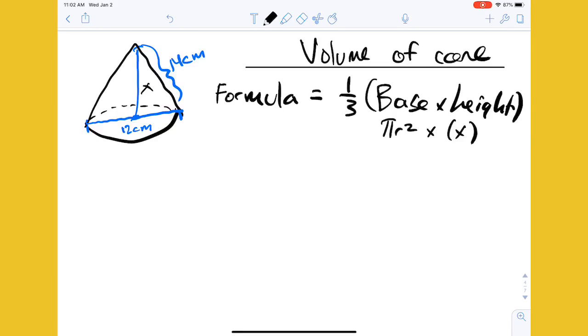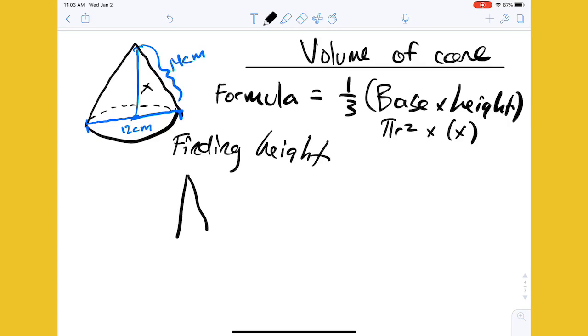We have the slant. So just thinking of it as a right angle triangle, finding height, we think about it as a triangle. This is the hypotenuse, 14. This is 6, because half of 12. And this is x. So we gotta write our formula, a squared plus b squared equals c squared.